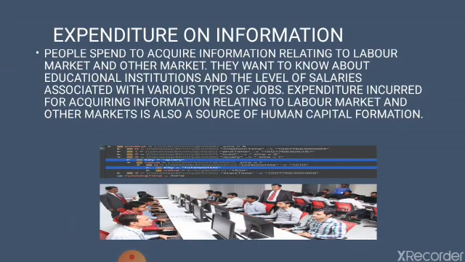The next is expenditure on information. People spend to acquire information relating to the labor market and other markets. They want to know about educational institutions and the level of salaries associated with various types of jobs. Expenditure incurred for acquiring information relating to the labor market and other markets is also a source of human capital formation. And these days when COVID-19 is spreading in our society, all the teaching and medical prescriptions and all types of services are provided through the internet. So these are also a source of human capital formation.